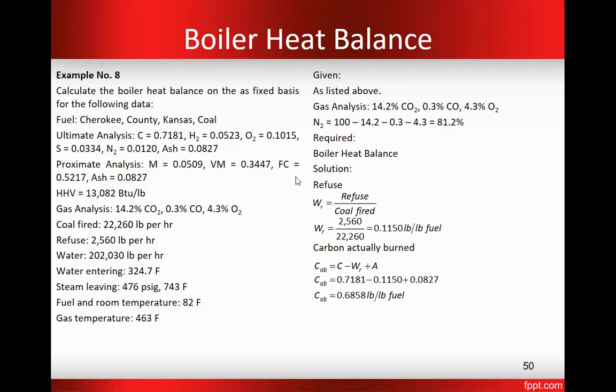Required is the boiler heat balance. First, compute the refuse. W sub R is equal to refuse over coal burned, equal to 2560 divided by 22,260, equal to 0.1150 pounds per pound of fuel. Then the carbon equivalent: CaV is equal to C minus WR plus A, equal to 0.7181 minus 0.115 plus 0.0827, or 0.6858 pounds per pound of fuel. Be careful with units, it might become pounds per carbon. But when you multiply it with others, it's not a mistake.